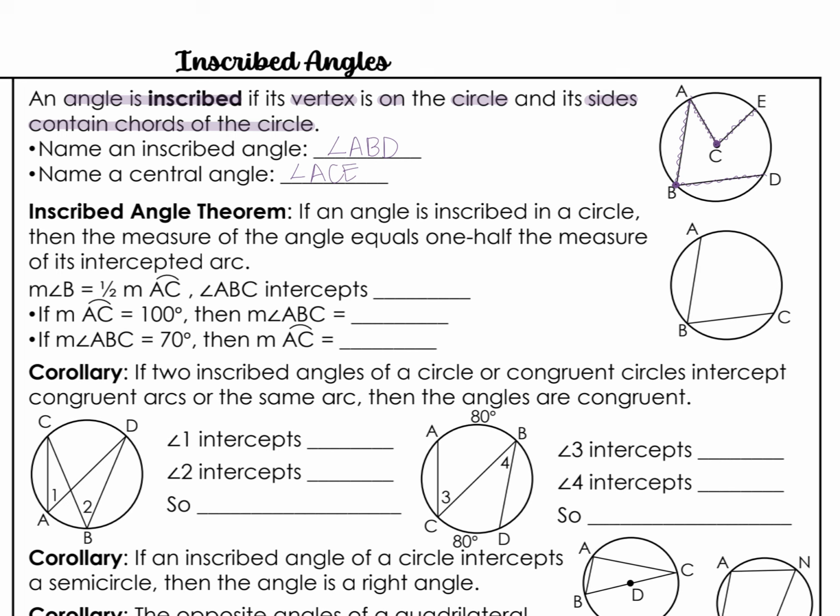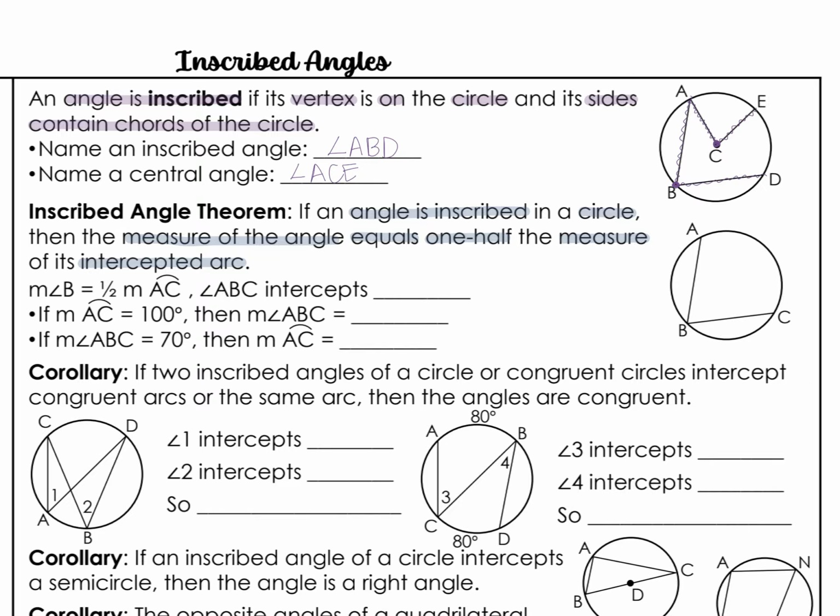Okay, now let's go over some inscribed angle theorems. If an angle is inscribed in a circle, then the measure of your angle is going to be equal to 1/2 the measure of the intercepted arc. Remember, the intercepted arc is the arc that is formed by the two endpoints of the angle, not the vertex.